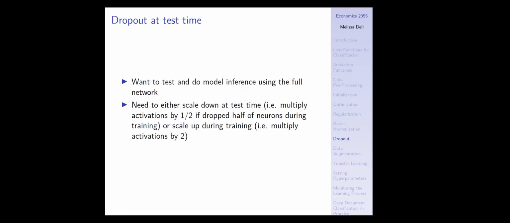And the final quick note about dropout is you want to test and do model inference using the full network, right? Obviously, when it comes to testing how well you're doing and then applying this to other data that you didn't see at training, you don't want to handicap yourself by using only part of the network. You want to use the full network. And you need to either scale down at test time, which means you just multiply all the activations by 1/2 if you dropped half of the neurons, or scale up during training. So if you drop half of the neurons, you multiply their activations by 2. And that way the scale is the same at test and train.